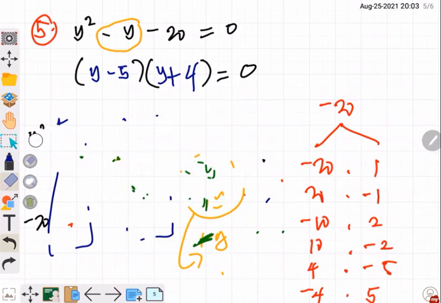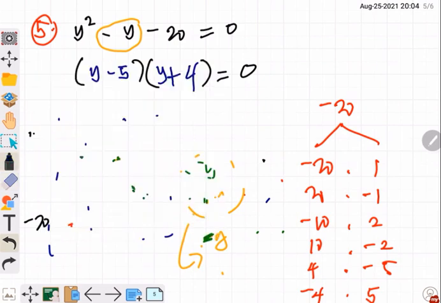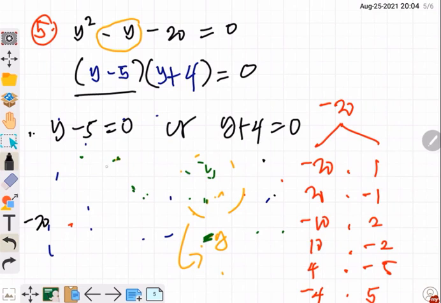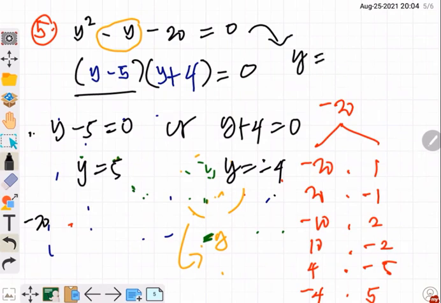So solving again, y minus 5 is 0 by zero product property, or y plus 4 equals 0. So y minus 5 equals 0, that is basically y equals 5, y plus 4 equals 0, that is basically y equals negative 4. Then this gives us our values for y, solutions for this quadratic equation. Negative 4, 5.